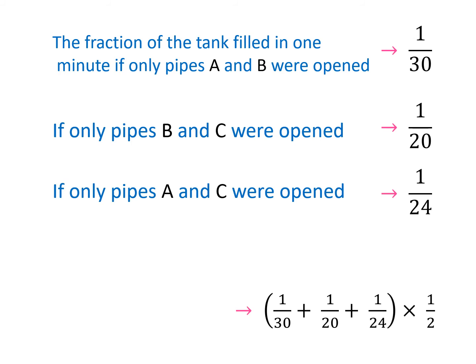So to find the fraction that will be filled within 1 minute if all three pipes are open, we have to add these three fractions and take half of that. This step is very important in the solution. So let's see how to simplify that expression. We have to add these three fractions and multiply it by half.